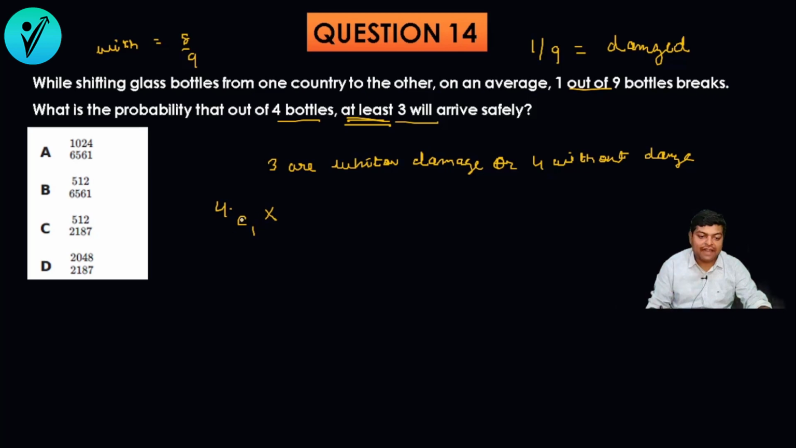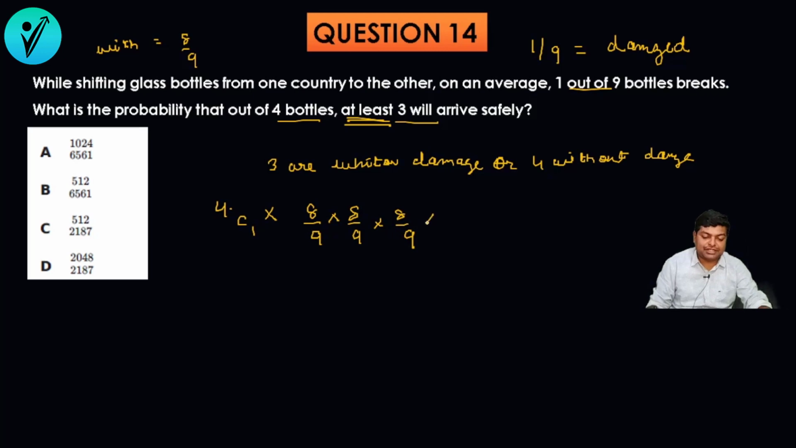So first of all, I have written 4C1. Now why have I written 4C1? To find out which one is the damaged bottle, whether the first one, the second one, the third one, or the fourth one. So out of 4, I need to select any one to be the damaged bottle. So that's why 4C1. If 3 of them are without any damage, the probability of without any damage will be 8 upon 9 into 8 upon 9 into 8 upon 9.